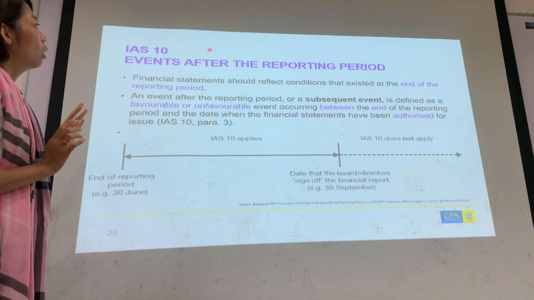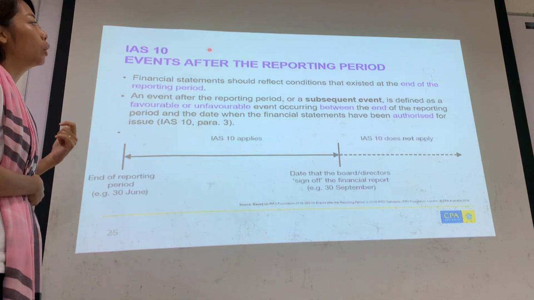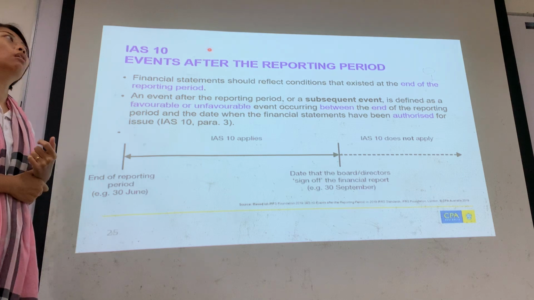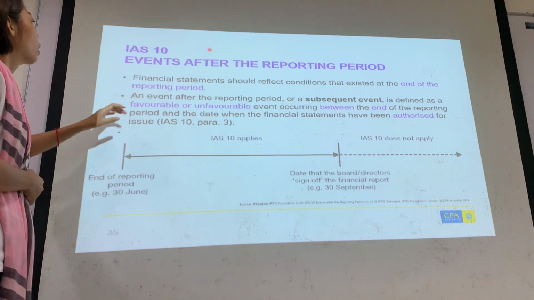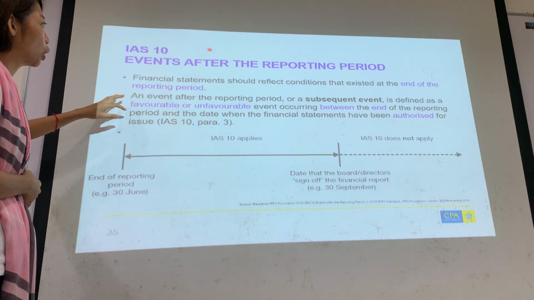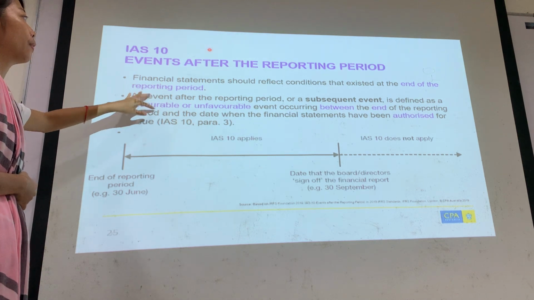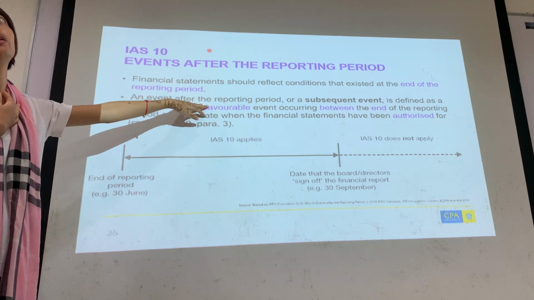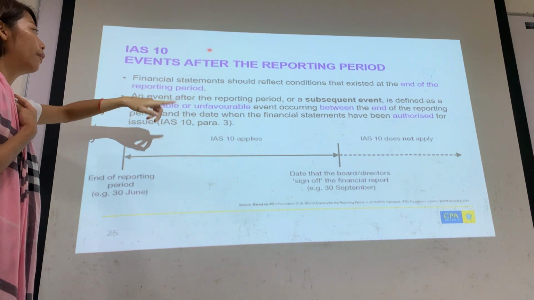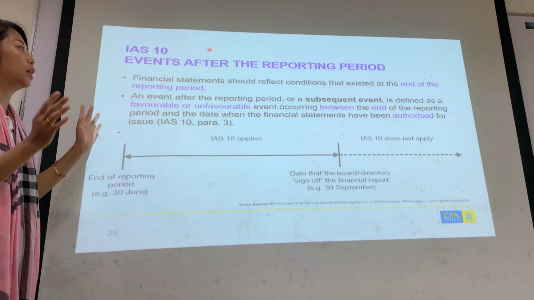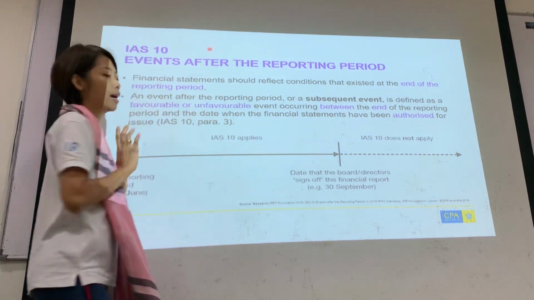So when an event happens, you want to see whether it is a condition or not. Now, we are looking at this authorization date, and we don't care whether it's favorable or unfavorable, because we are very objective. You're not going to be biased. The event is a happy one or not a happy one, whatever it is, as long as it falls in between here, then you will apply IAS 10.